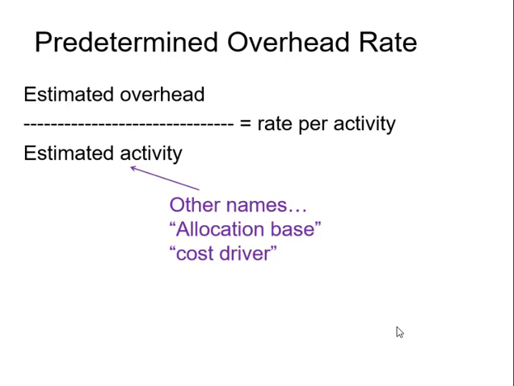Then as the year unfolds, you apply that rate to all the jobs. And then later you find out what the actual overhead is and what the actual activity is. We'll do something with that in a minute. But for right now, we only use the estimate at the beginning of the year to come up with this rate. And this can be done plant-wide, so all the overhead and all the activity, or it can be done by department, in which case you just use that department's overhead and that department's activity, and then you would have a different rate by department.